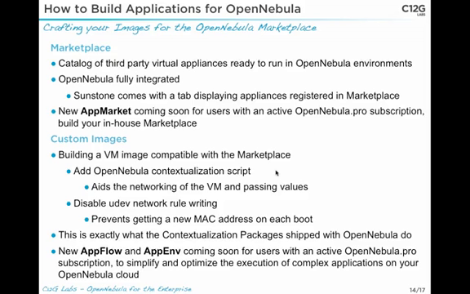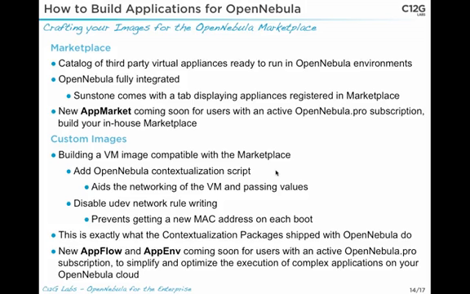Okay, so what do I need to do to build a VM that is compatible with the marketplace? There's basically two aspects to it. One of them is put in place the OpenNebula contextualization script that kicks in at the time of booting the virtual machine and prepares the networking and also the custom information you may want to pass to your virtual machine. It takes care of that, and it's essential if you are not using things like a DHCP server.